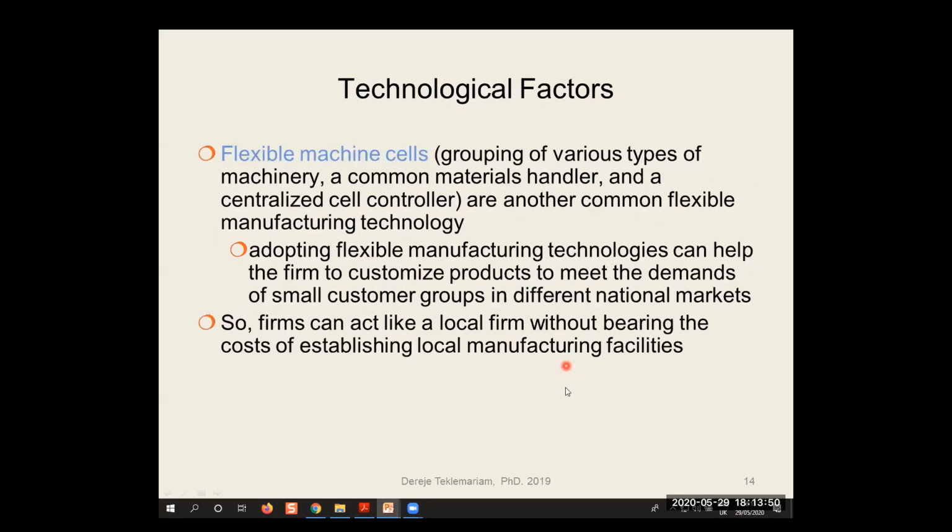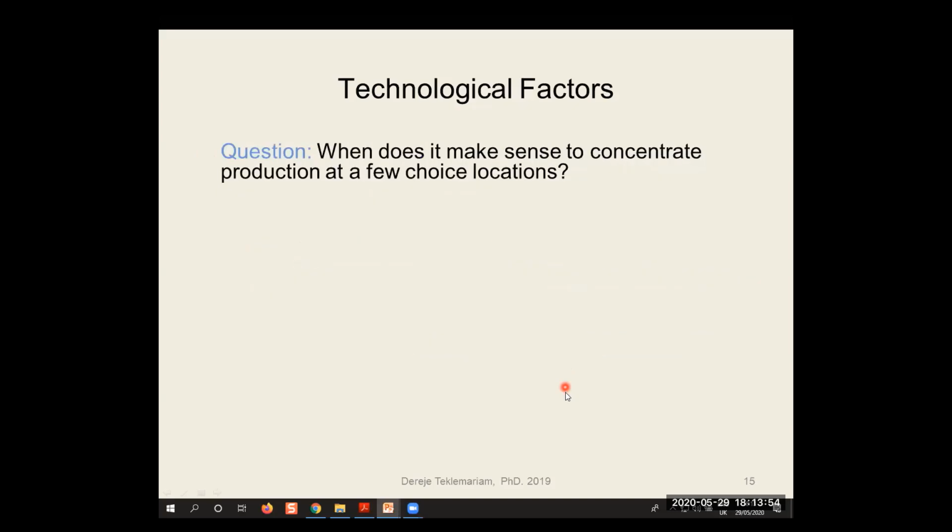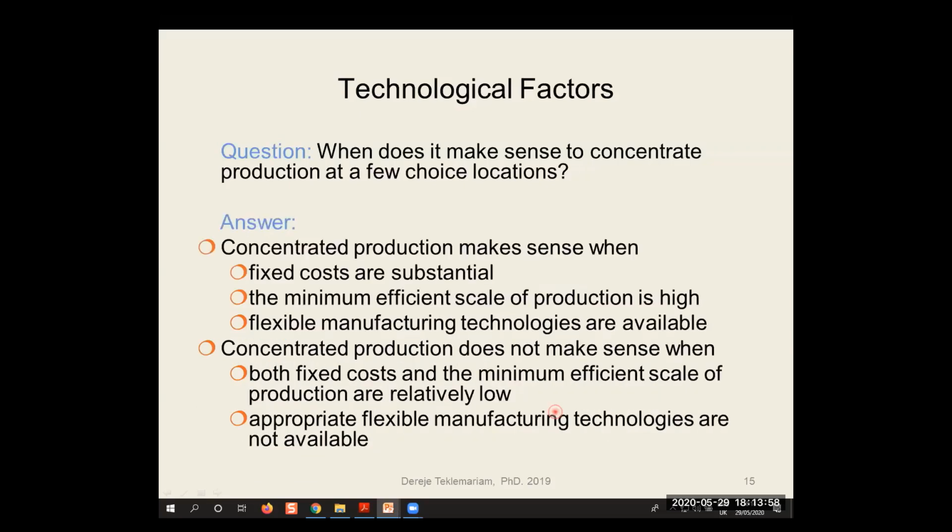So flexibility is a very important question. What are the technological factors? You can read this. This is not such a huge issue.